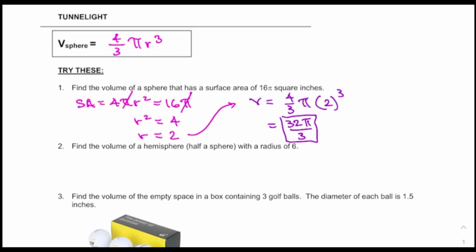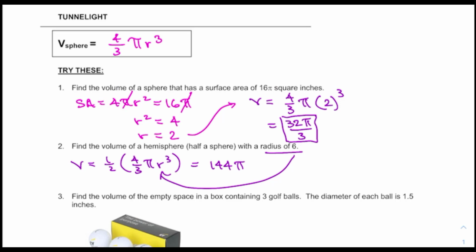Next problem here is talking about the volume of a hemisphere, half a sphere, which we talked about when we were talking about the surface area of a sphere. And so the volume is going to be half of the volume of the sphere, 4/3 pi r cubed. And I'll simply take that radius of 6 and I'll substitute it right there for r. And if you do the math on it, it will simplify to 144 pi.